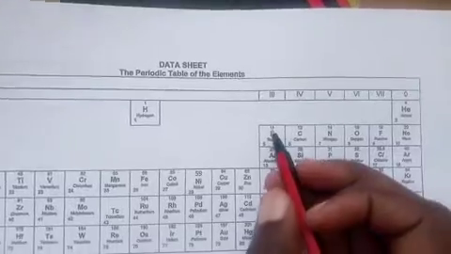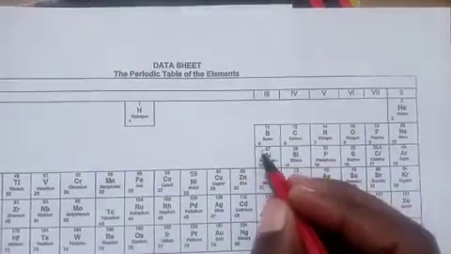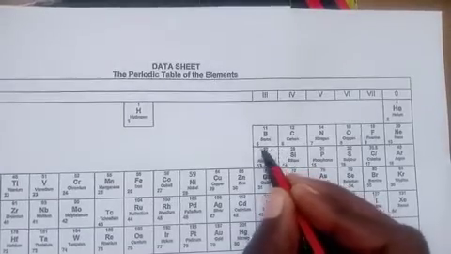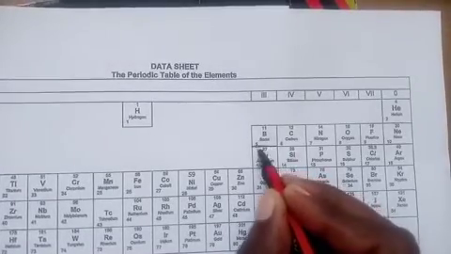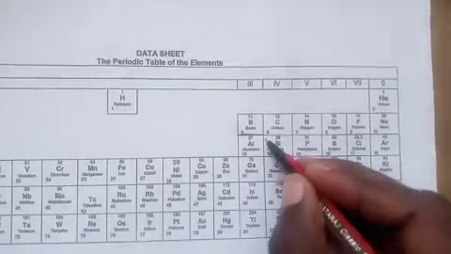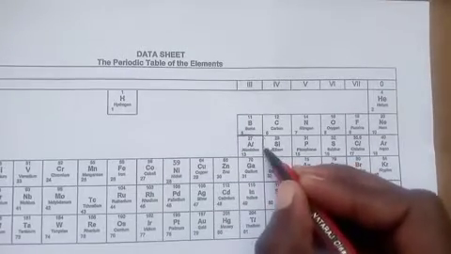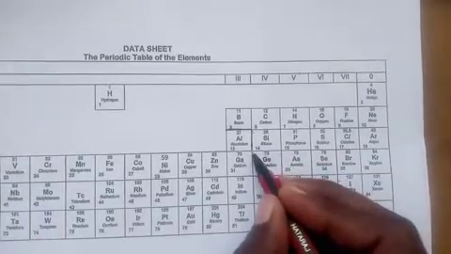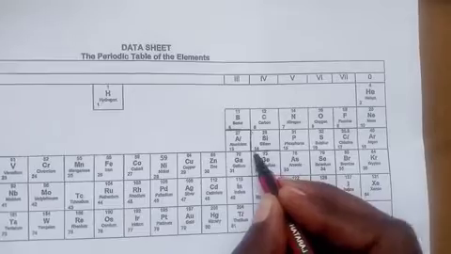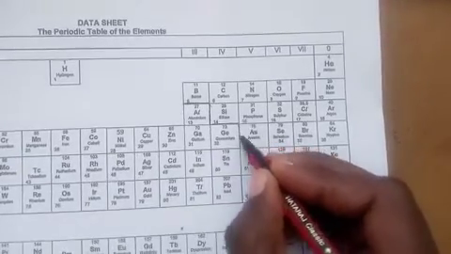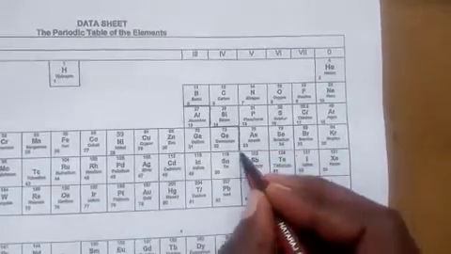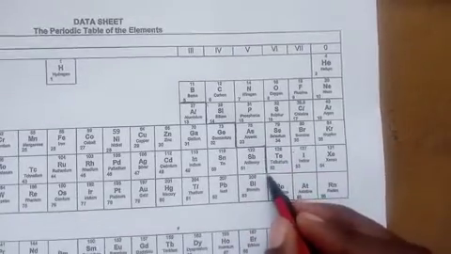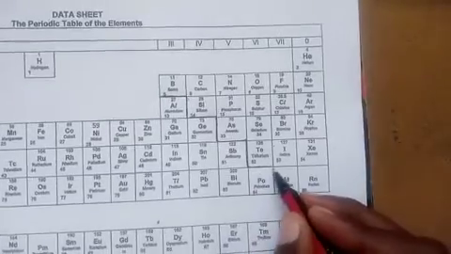When you reach here, this is the demarcation between metals and non-metals. Make sure you know it starts from boron here, with a zigzag line like that. As simple as that. Chemistry is simple.